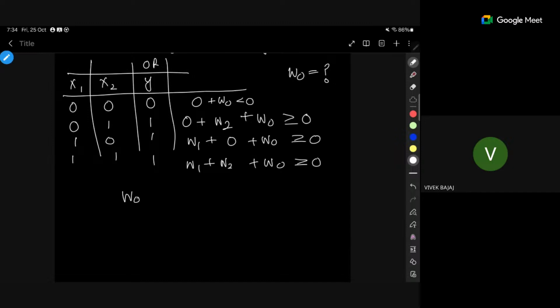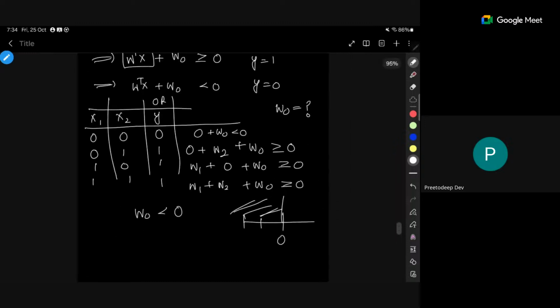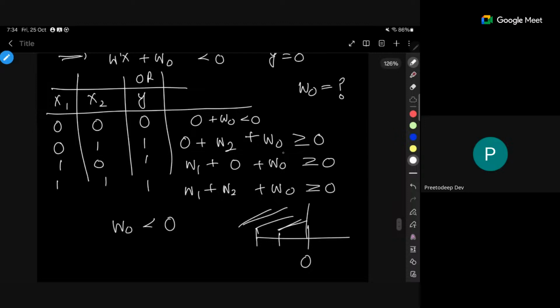So W naught in this case needs to be less than 0, right? If we draw a number line, then it has to be here. Then let's say W2 plus W naught, and W1 plus W naught, which also has to be greater than 0. So now I need to add them up.